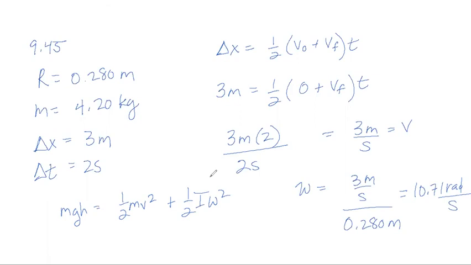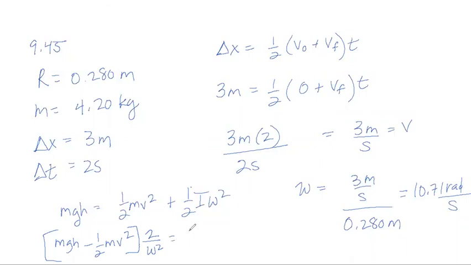I'm going ahead and I want to solve for I. I'm going to have mgh minus 1/2 mv squared, times 2 divided by omega squared is going to give me I.